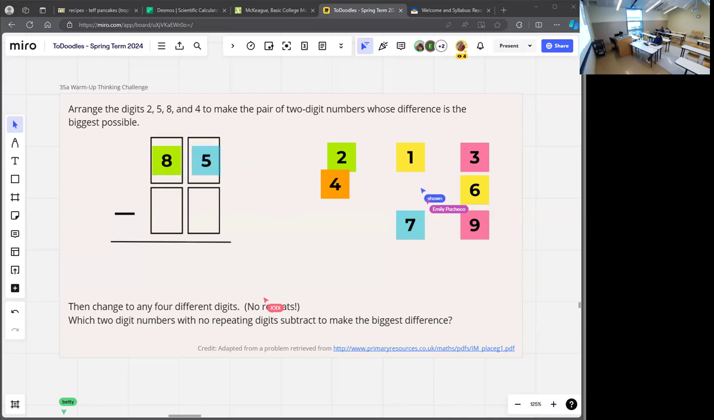85, now why did you pick 8 and 5 in those two places to start with? The biggest number in front. Yeah, you want to start with as much as possible before subtracting. Okay, now you have a 2 and a 4 to use.